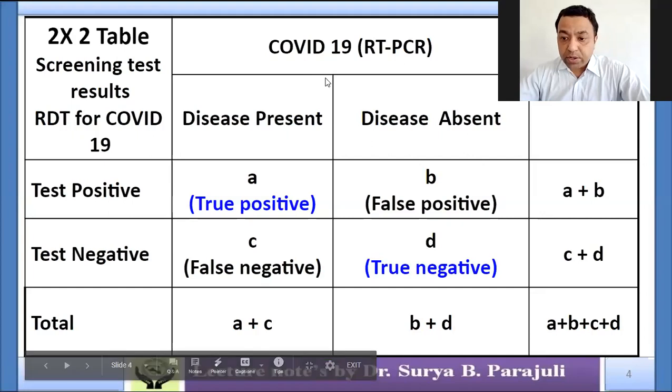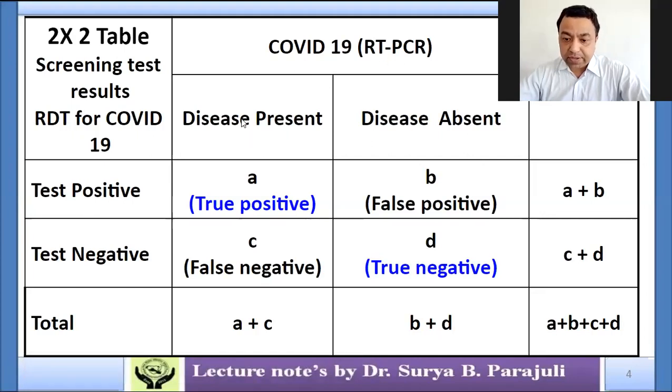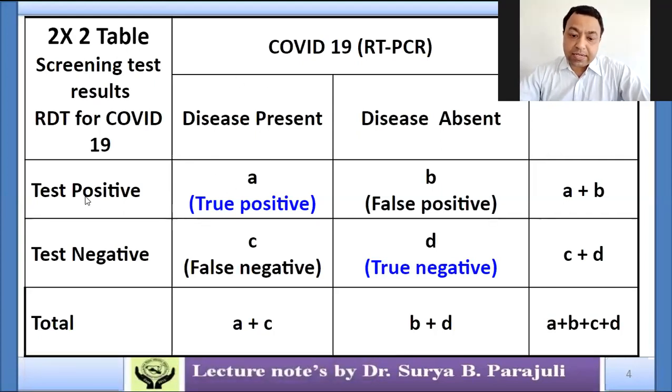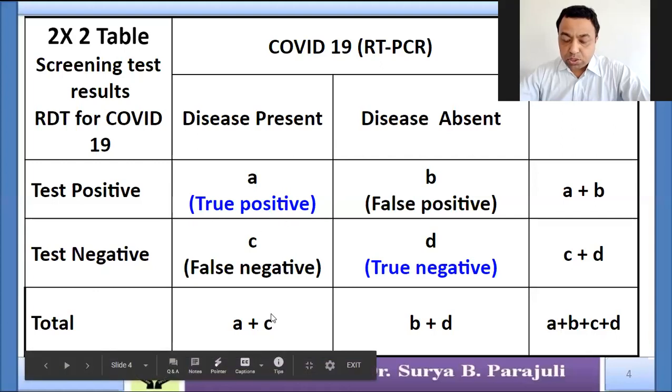So through our diagnostic test or RT-PCR, if it says positive and which is rightly detected by RDT kit, then it's called true positive or A. Okay, this is true positive. So if you divide true positive by total positive, A by A plus C into 100, then it is called sensitivity.